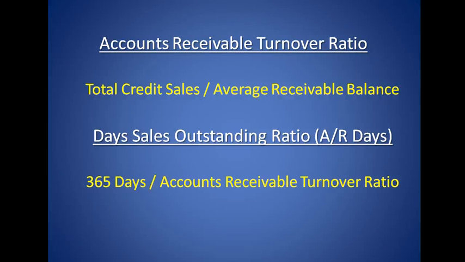Using the turnover ratio, we're able to calculate by days how long it takes on average to collect from customers. The ratio takes the 365 days in a year and divides it by the receivables turnover ratio, the amount of time in the year. If it seems complicated, it's really not. The days sales outstanding ratio is only a couple of simple division problems using information you already have in your QuickBooks file.